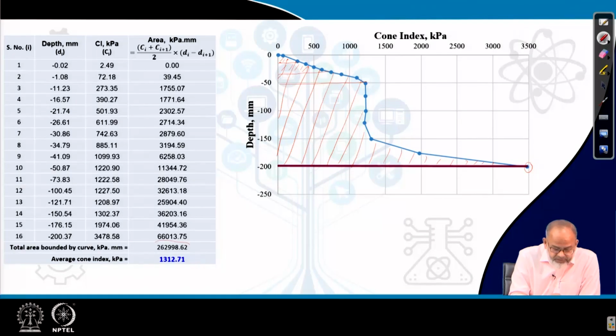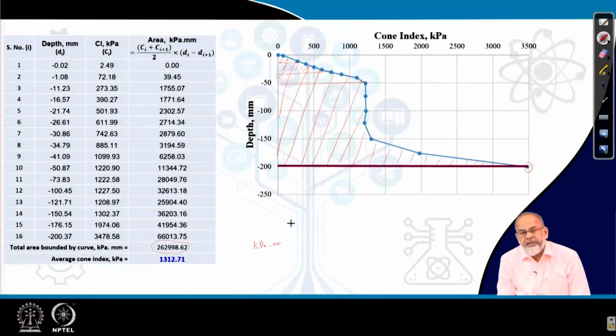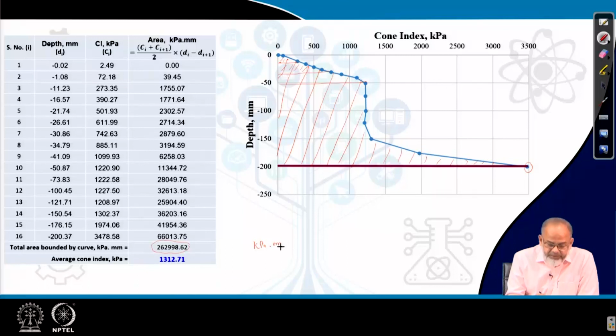the summation of this area, which comes around 262,998.62, and the unit is kilopascal millimeter, because I have calculated the cone index in kilopascal and depth I have measured in millimeter. So area is represented as kilopascal into millimeter.